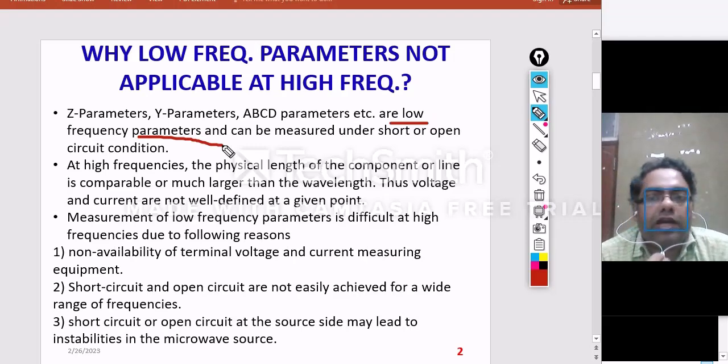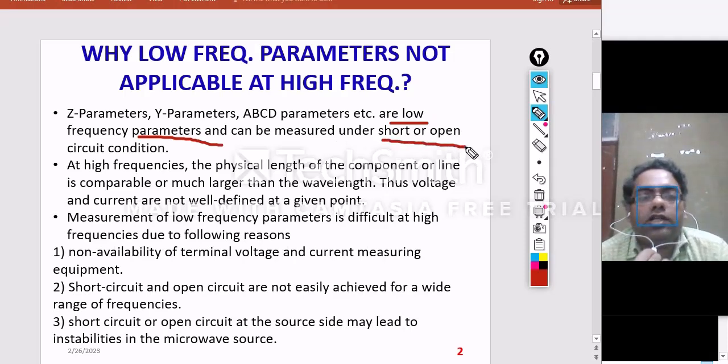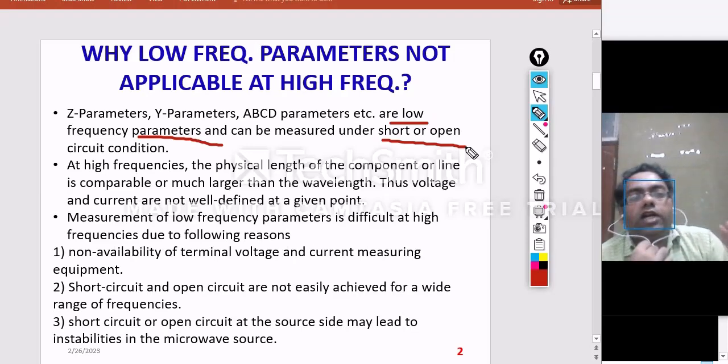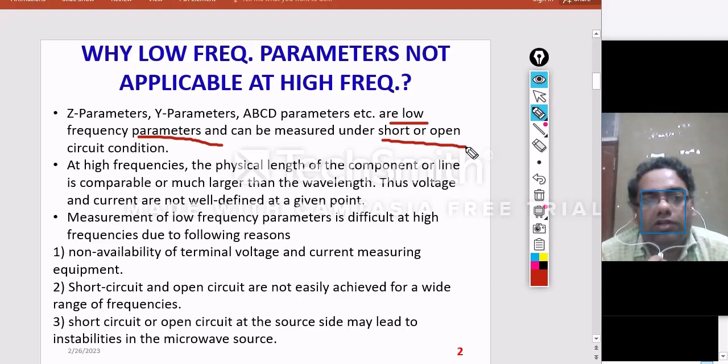Now, how do we measure these Z and Y parameters? As we have seen in previous lectures, we have to do open or short on either the output port or the input port. We also have to measure the terminal voltage and current in Z and Y parameters by doing open or short at the output and input port.